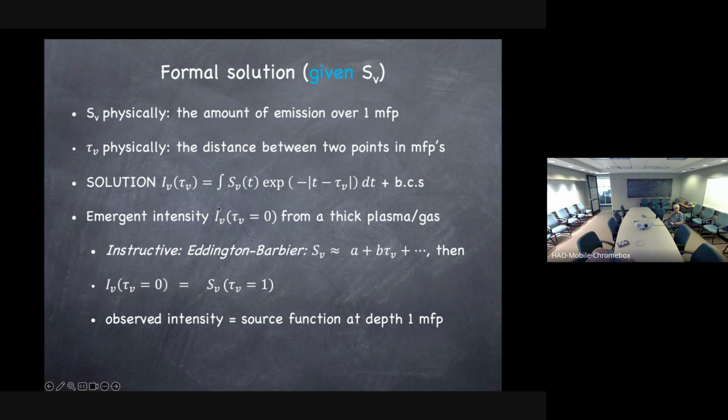And so if we now set tau nu equals 0, then we get e to the minus t, and those brackets, those absolute ones, go to 0. So we just simply have the integral of S e to the minus t dt. And if we put the boundary conditions in, so that there's, for instance, no photons going down, and we have a Planck function coming up from deep down, then we have the formal solution.